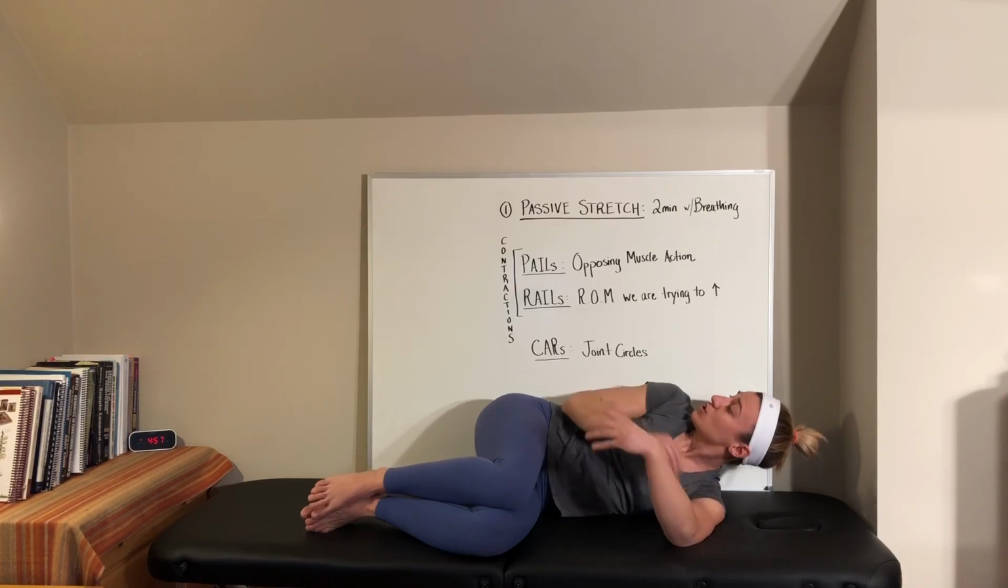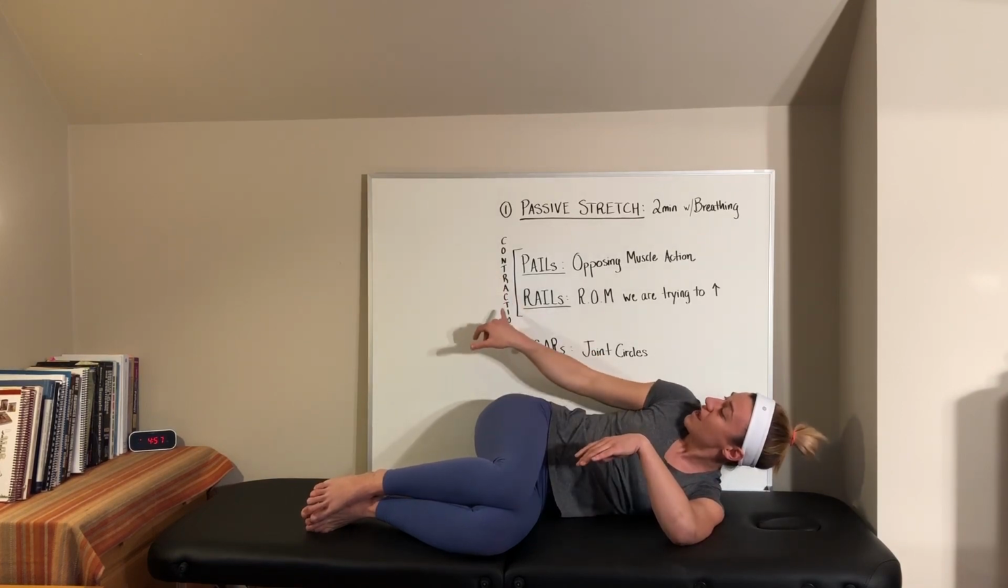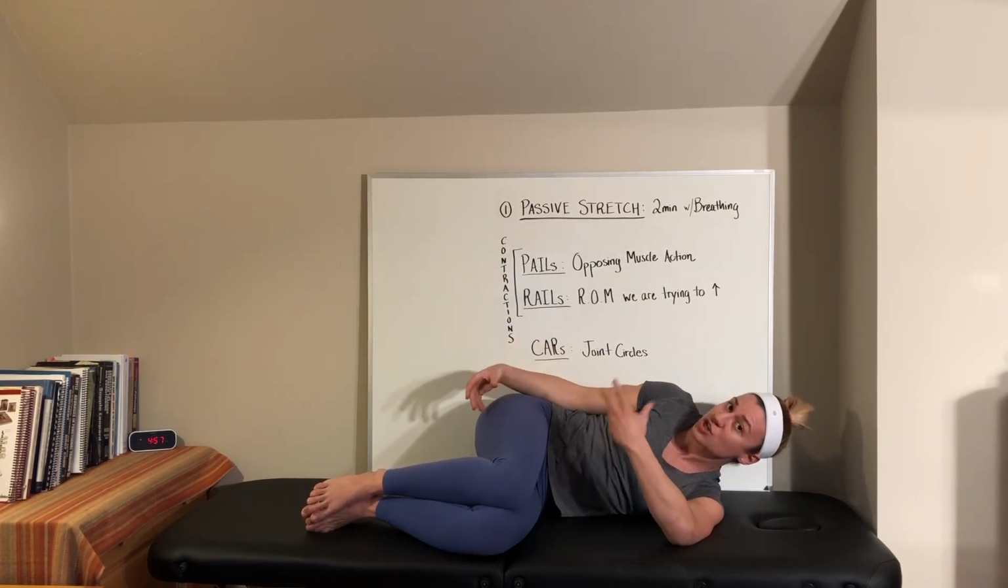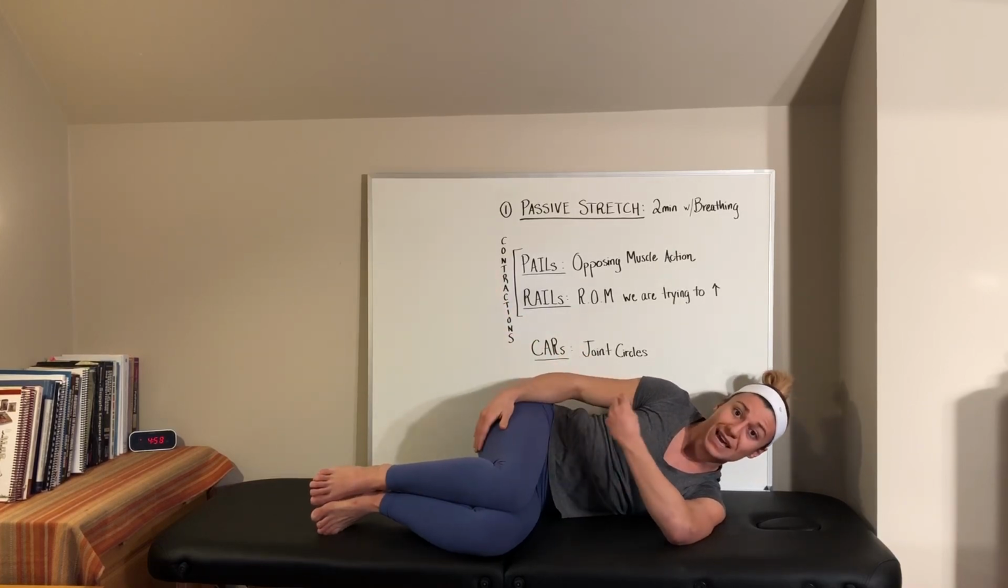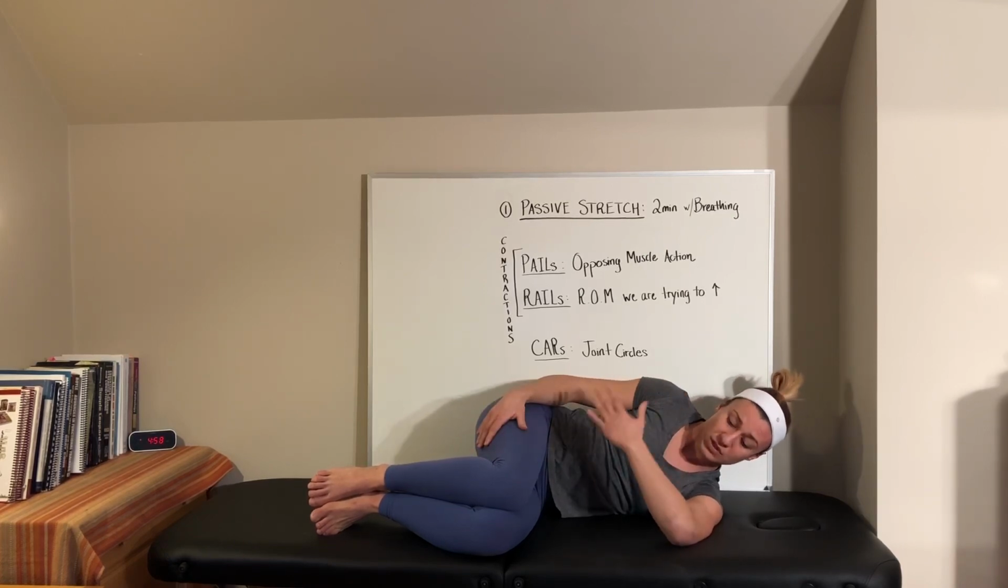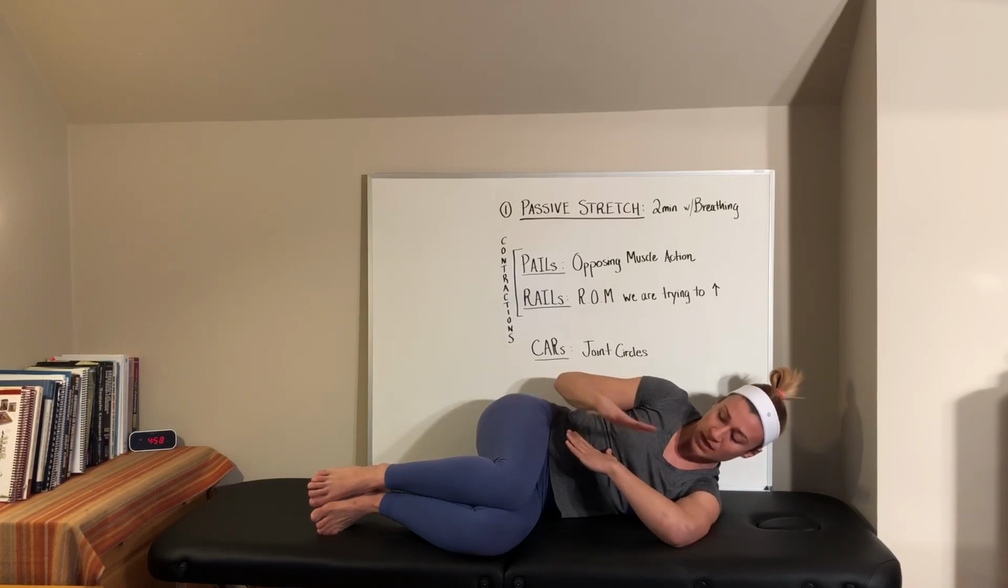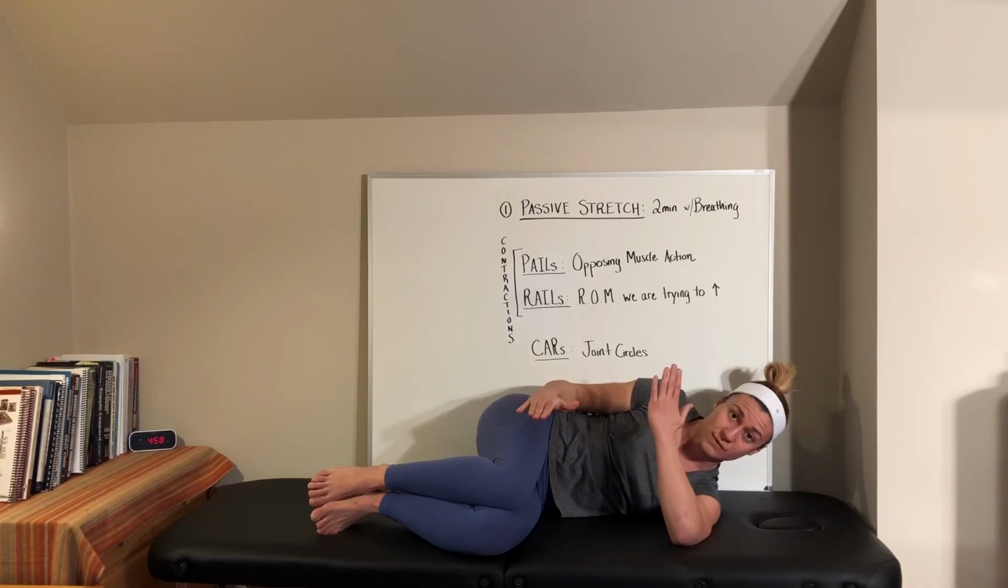After our passive stretch, you'll see that we have our PAILs contractions and our RAILs contractions, both of which are isometric contractions. Our PAILs contraction is always going against, or doing the opposing muscle action to, what we're trying to achieve and expand. Here, like we said, we're working on internal rotation. So our PAILs contraction, or the opposite movement, would be external rotation of the shoulder.